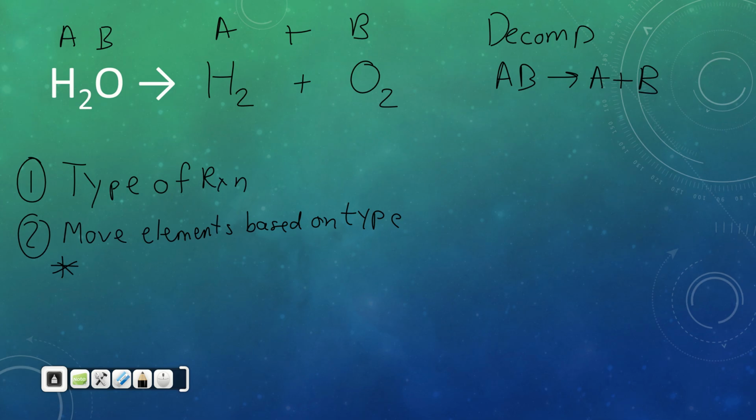A sub-rule to that would be, are they diatomic? And then the last step is basically all we're going to do is balance. So those are your 3 steps.